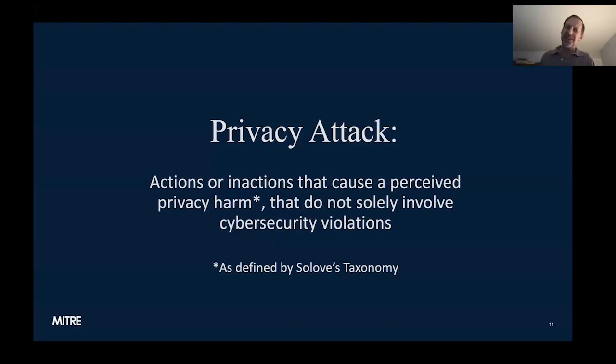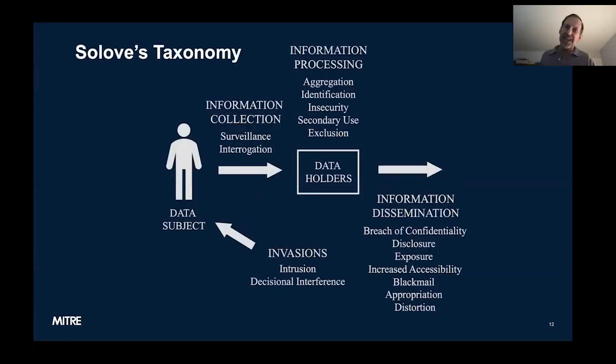But there are also things that do not solely involve cybersecurity violations. Now, we say solely there because it's certainly possible that you could have a cybersecurity violation that is a precursor to something that is a privacy attack. There's a data breach involving personal information, and then the personal information gets used to commit identity theft or what have you. So, the cybersecurity attack morphs, if you will, into a privacy attack. But a privacy attack is something which does not solely involve cybersecurity violations. All right. So let me talk for a moment about Solove's Taxonomy.